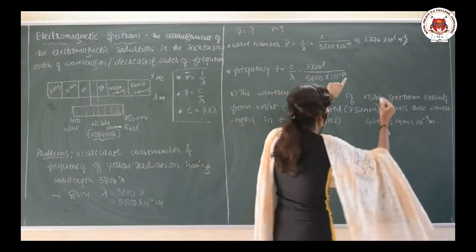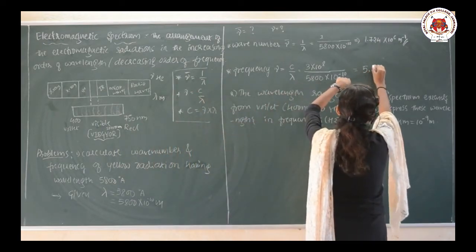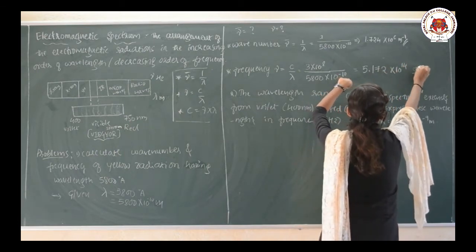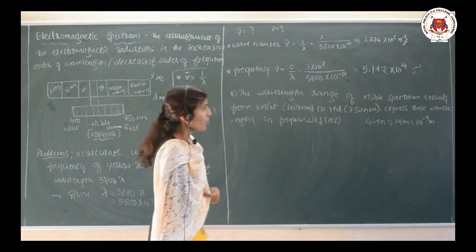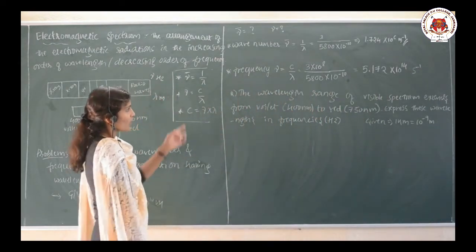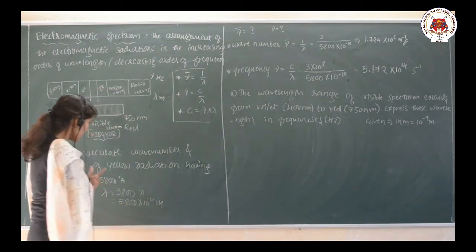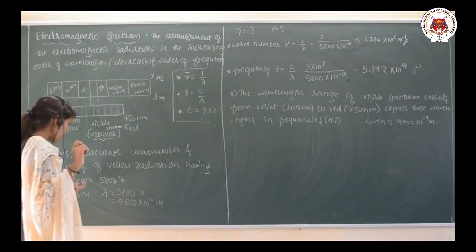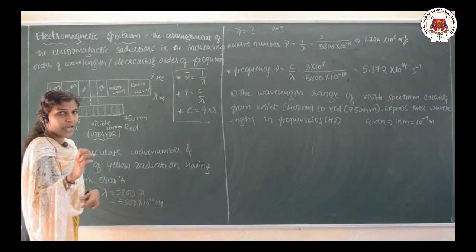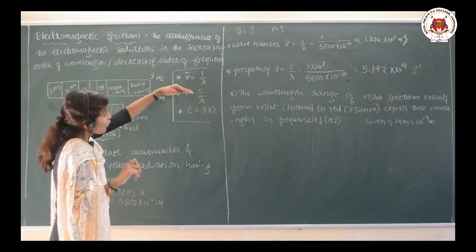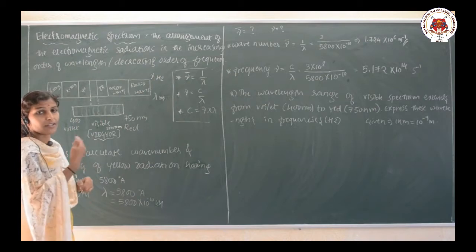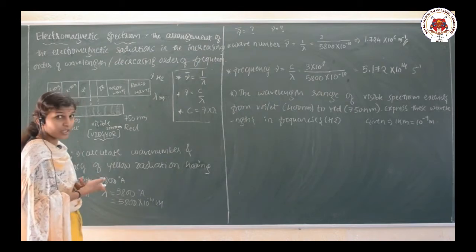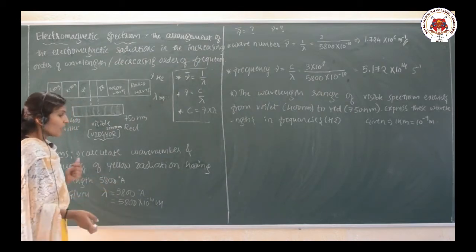So, if you simplify this, it will be around 5.712 into 10 to the power 14 per second. Okay. So, this is how we can calculate the wave number as well as the frequency for the yellow radiation, which has a wavelength of 5800 angstrom. So, just keep these three formulas in your mind so you can apply them here, and sometimes they will give you nanometers, you should convert that into meters, like that you should go for the conversion.